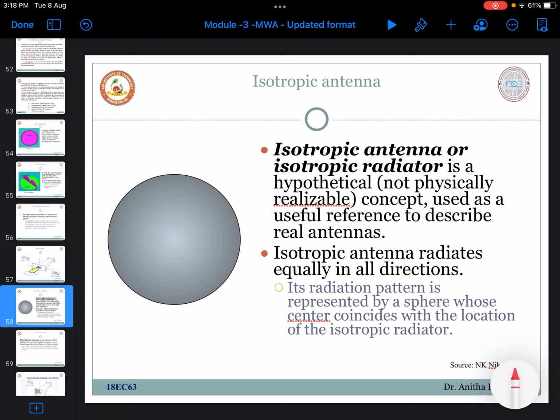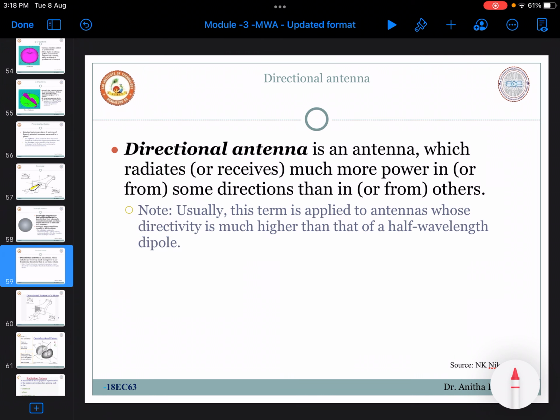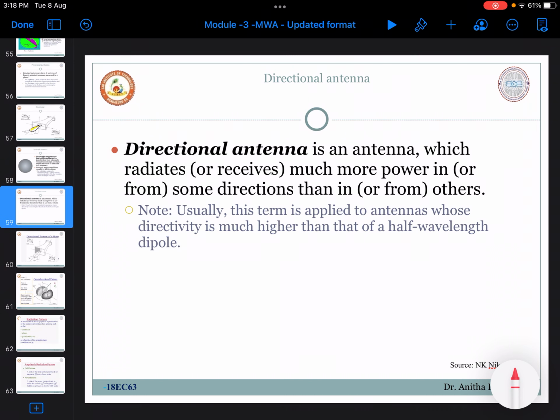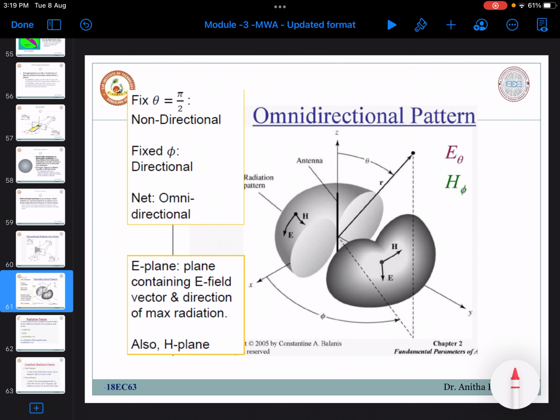Then the isotropic antenna, which we have already discussed, is a hypothetical antenna that radiates uniformly in all directions. The directional antenna, as I have told you, is nothing but radiating or receiving power in only one particular direction, not in all directions. This is an example of a directional radiation pattern.